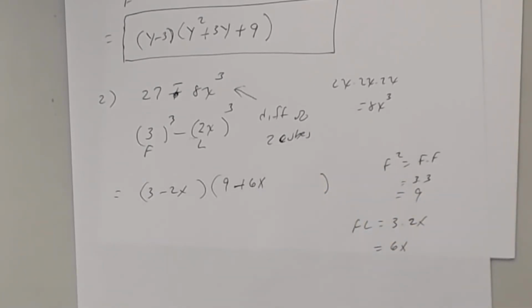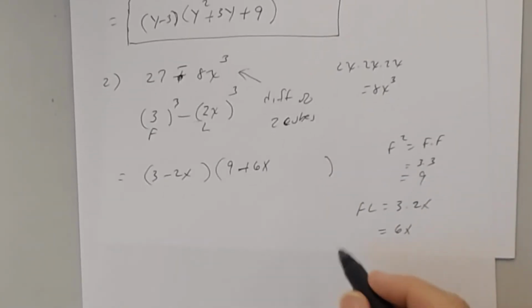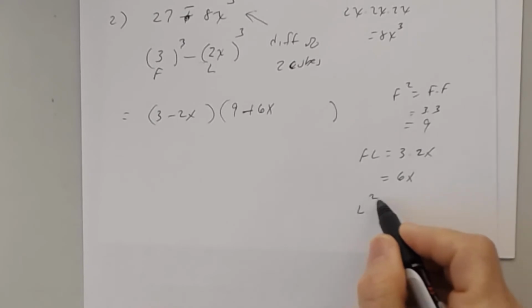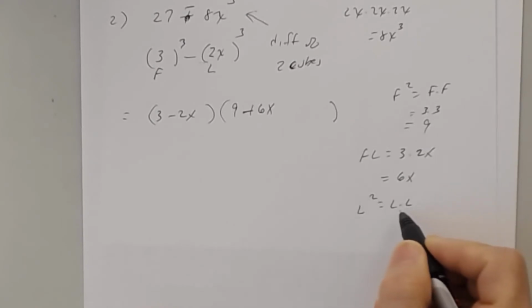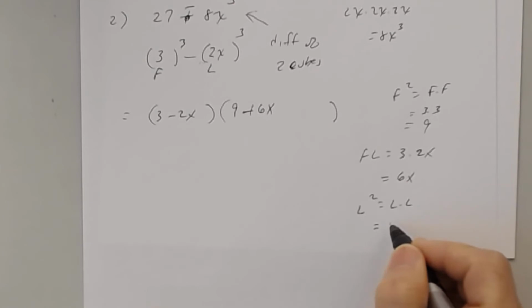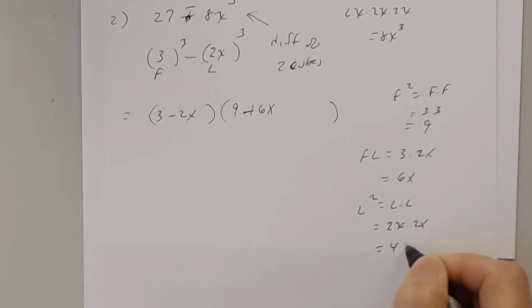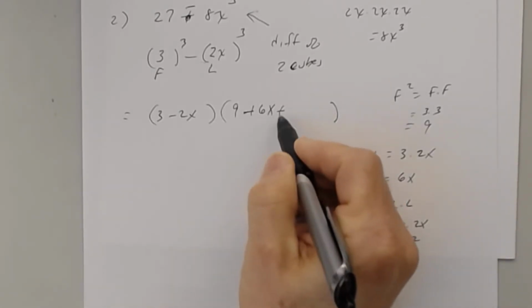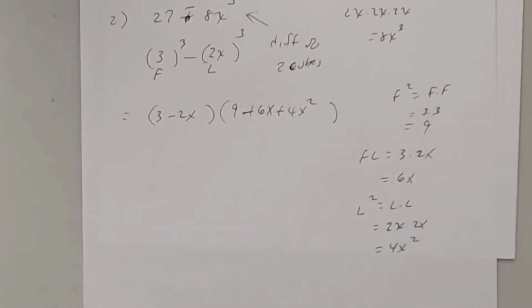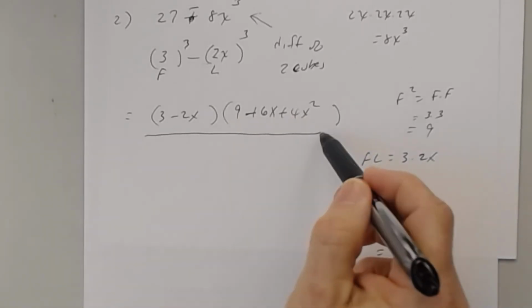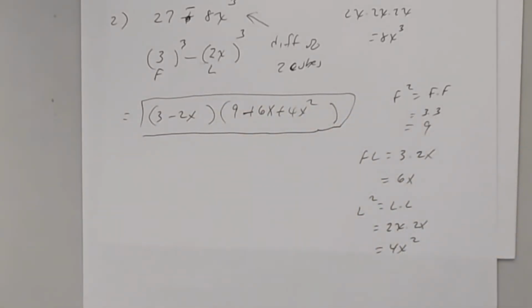So that's plus 6x. And then L squared means L times L, right? What's L in this case? 2x. What's 2x times 2x? 4x squared. Yes. So that's plus 4x squared. So there's your answer. You're done. So your binomial is 3 minus 2x. Your trinomial is 9 plus 6x plus 4x squared.